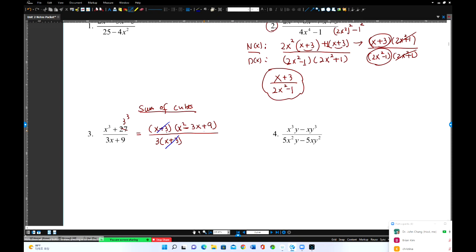But x squared minus 3x plus 9, can it be factored? How do you think about it? Can you find two numbers whose product is 9 and whose sum is negative 3? You will never make it. So this is our final answer: x squared minus 3x plus 9 over 3.